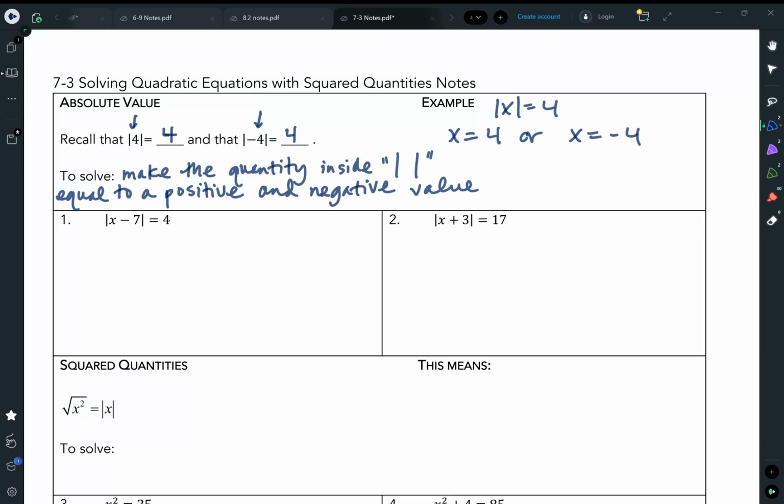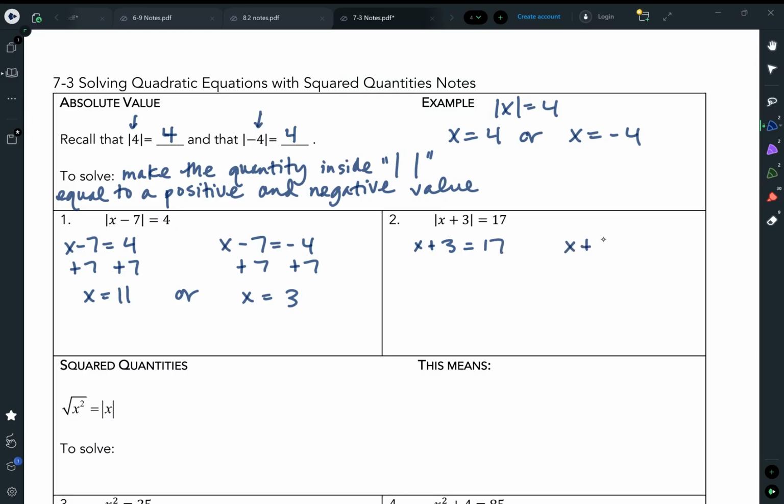And then there's a couple here that are review that you're going to try on your own. So I would go ahead and try them on your own, like pause the video and then go back and check your answers. So for number 1, we're going to take the part that's inside, the x minus 7, and we're going to set it equal to both 4 and negative 4, and solve them both. So x equals 11, or x is equal to 3. For the second one, we would take the part that's inside our absolute value signs, the x plus 3, and we would make it equal to 17 or negative 17.